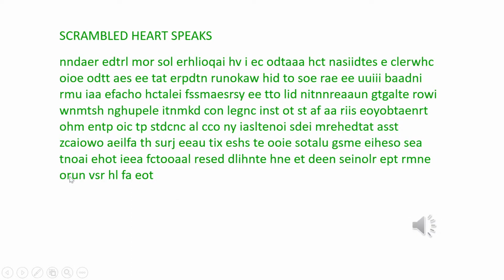Scrambled heart speaks. Lir edgerel morsel urelio KIHVIEC AHCT NACITZ clear white OIOE ATESE tat ton runicahid to so re EUUII badnir mu IAAFA goat de lave smicersi to lidnitten re act gald rowie.